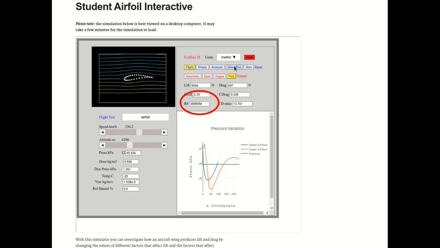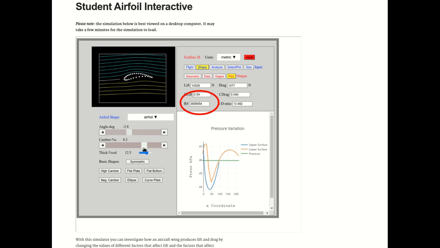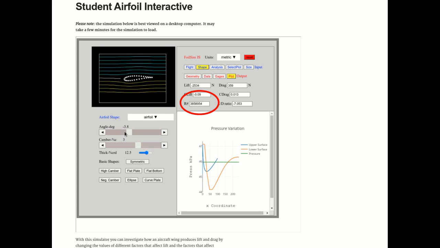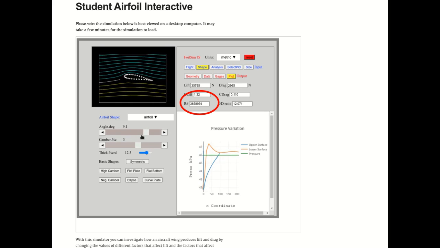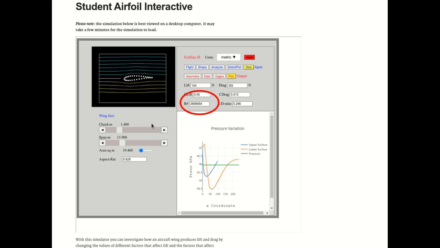Another thing we could look at is the shape. Notice that the Reynolds number doesn't care about any camber shape, and it doesn't care about the angle of attack. The Reynolds number stays the same. It's a property of the length of the wing and the flight parameters more than the shape of the airfoil. Another thing we can look at is the wingspan. We can change the wingspan to anything we want, and the Reynolds number doesn't change.